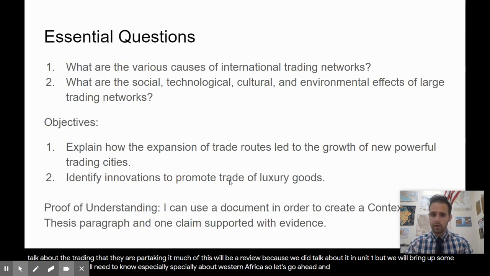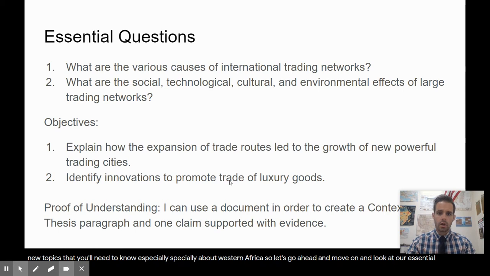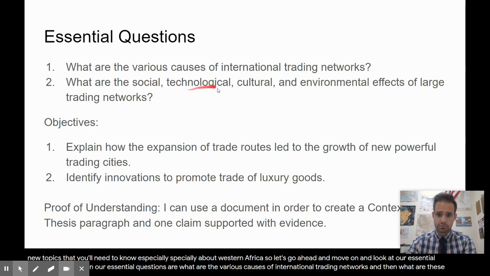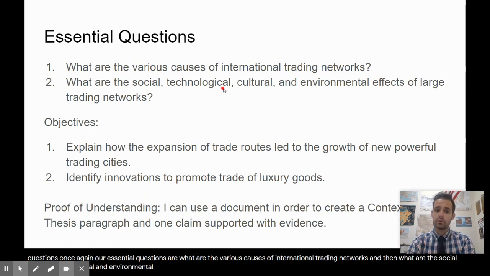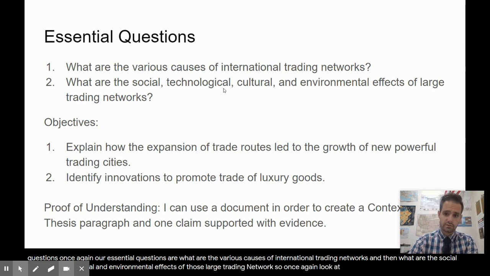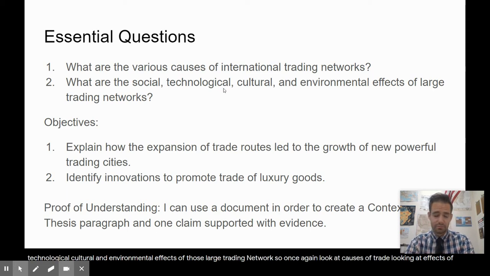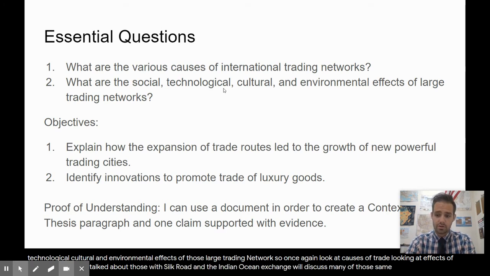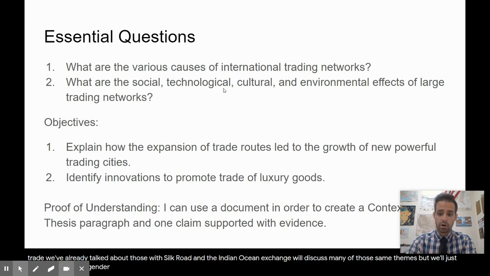So let's go ahead and move on and look at our essential questions. Once again, our essential questions are: what are the various causes of international trading networks? And then what are the social, technological, cultural, and environmental effects of those large trading networks? So once again, looking at causes of trade, looking at effects of trade. We've already talked about those with the Silk Road and the Indian Ocean Exchange. We'll discuss many of those same themes, but we'll just apply it to the Trans-Saharan trade.